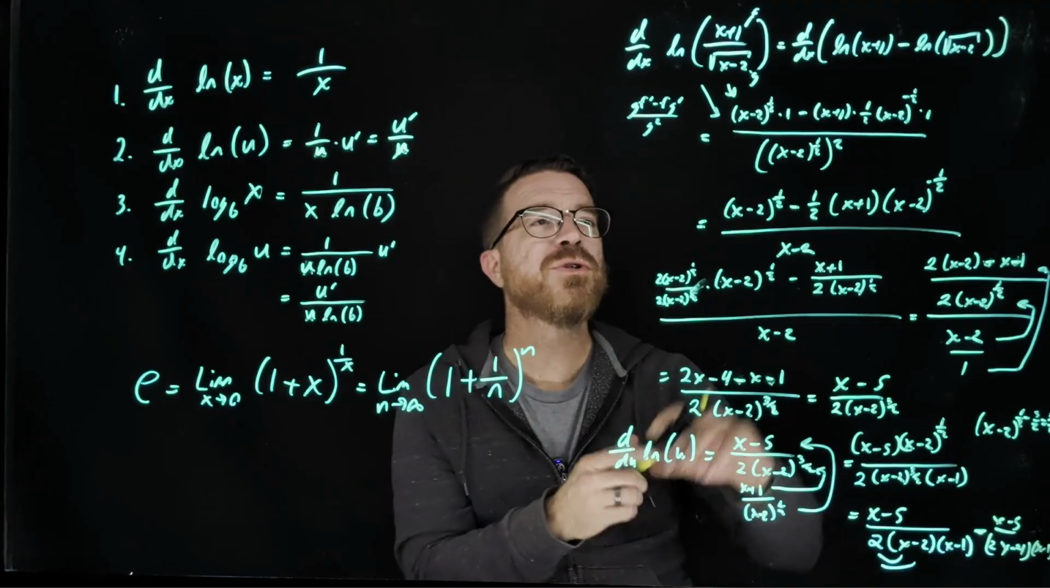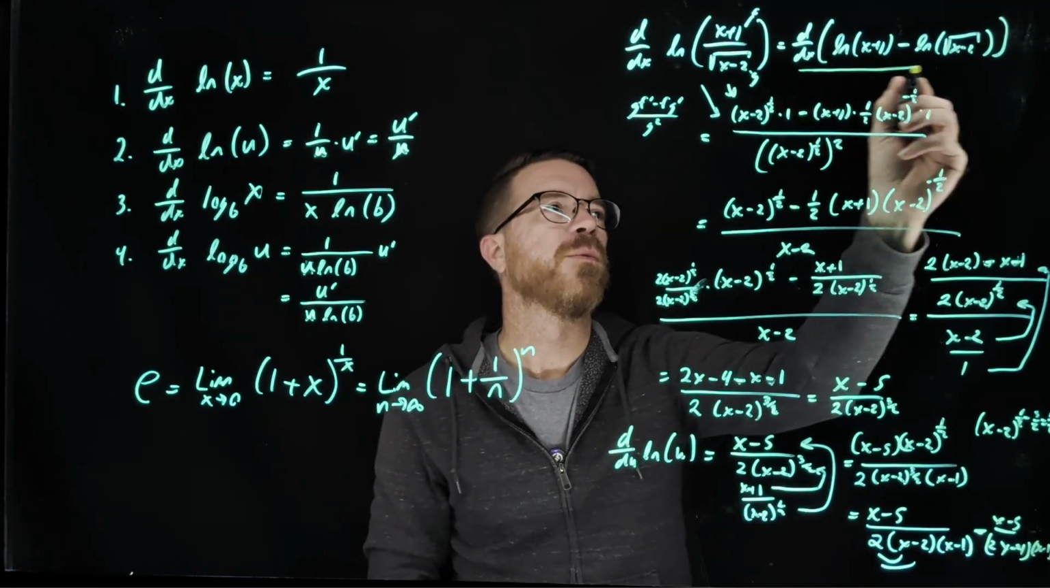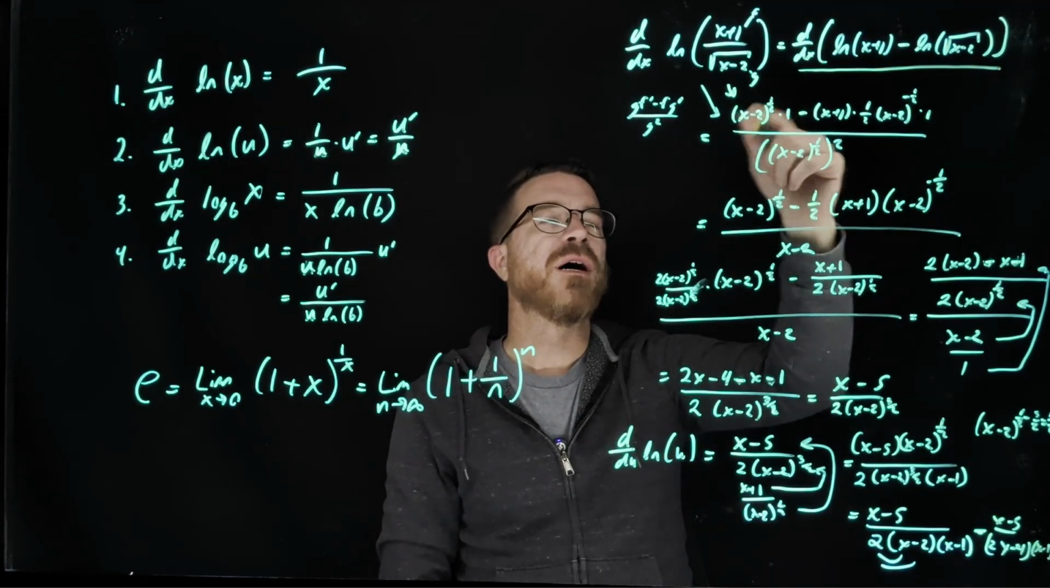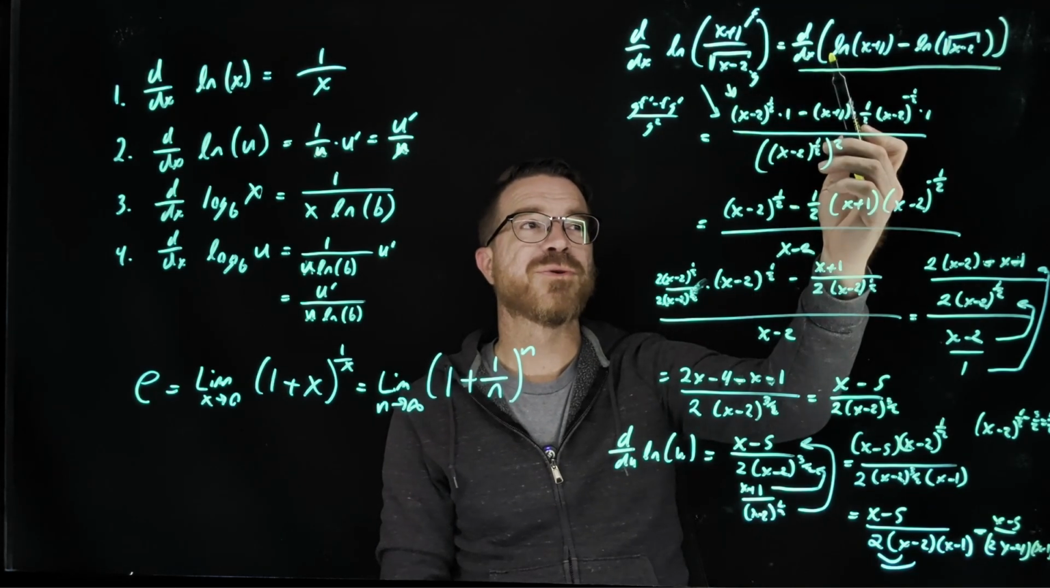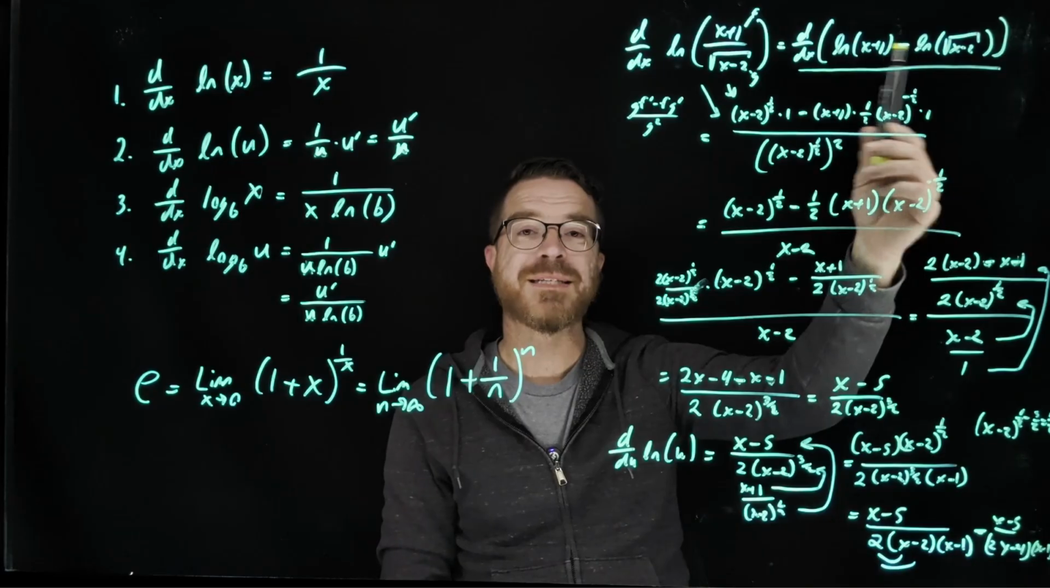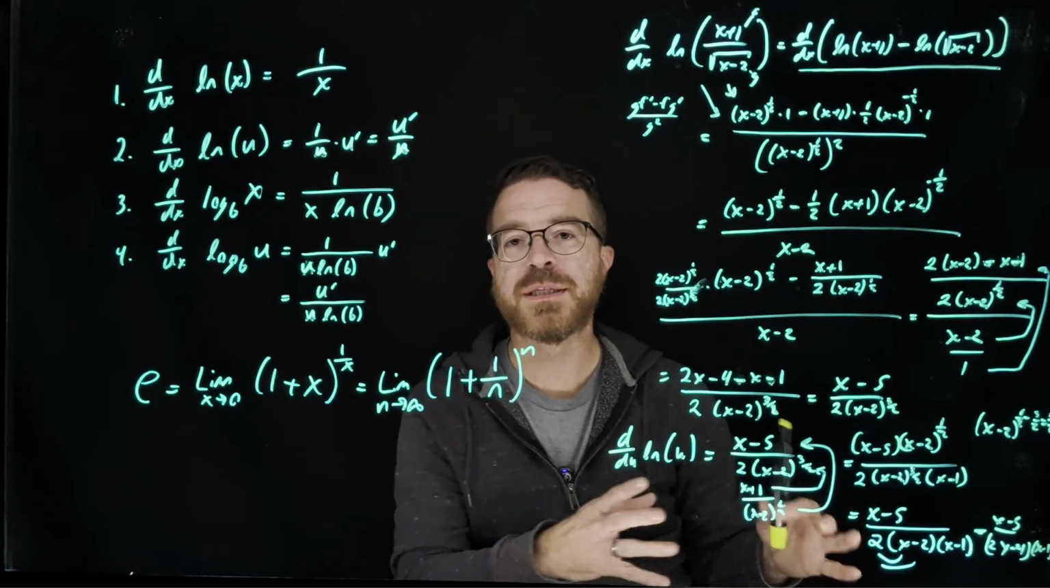But now let's go do it this way that we had before. We took the natural log of the top term over the bottom term, which becomes the natural log of the top term minus the natural log of the bottom term. So let me clean this up and let's do that one.